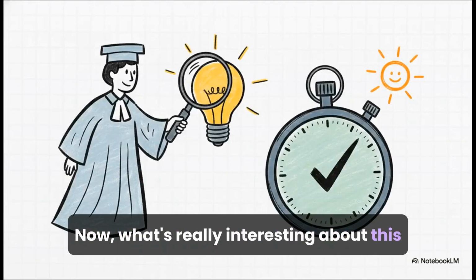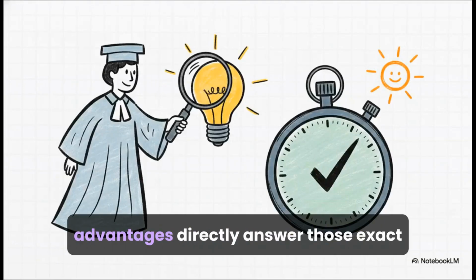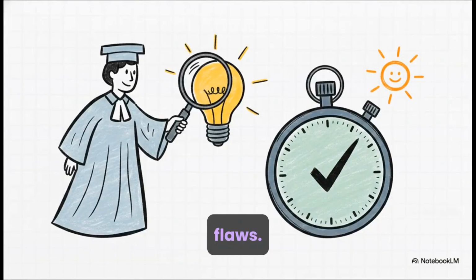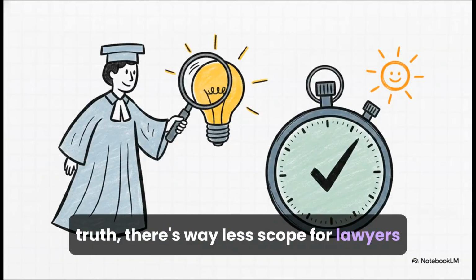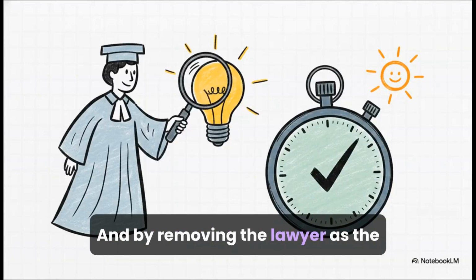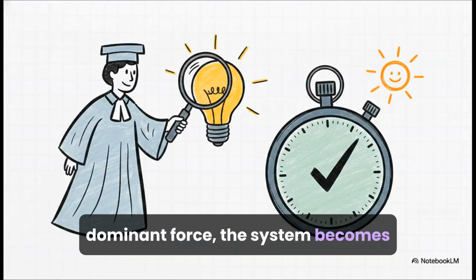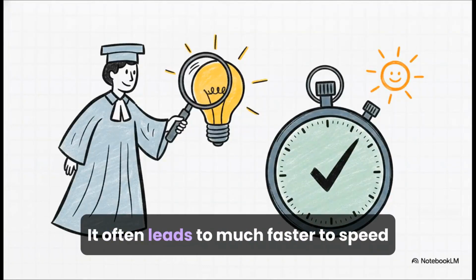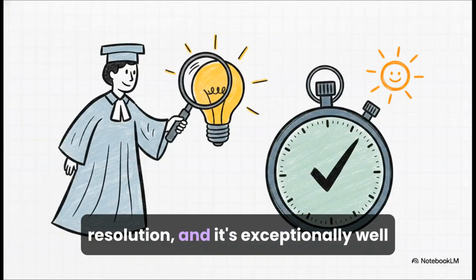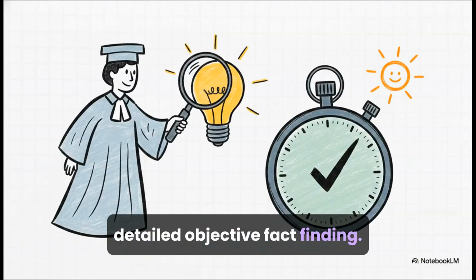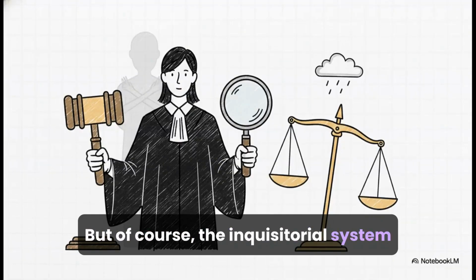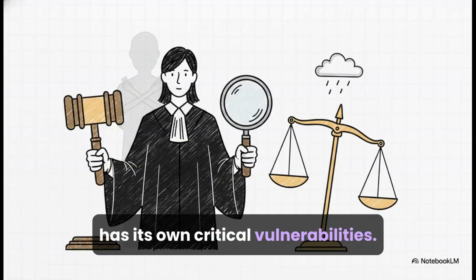Now, what's really interesting about this next point is how the inquisitorial advantages directly answer those exact flaws. Because the judge actively seeks the truth, there's way less scope for lawyers to manipulate the narrative. And by removing the lawyer as the dominant force, the system becomes significantly less costly. It often leads to much faster dispute resolution, and it's exceptionally well suited for cases that require highly detailed, objective fact-finding. But of course, the inquisitorial system has its own critical vulnerabilities.